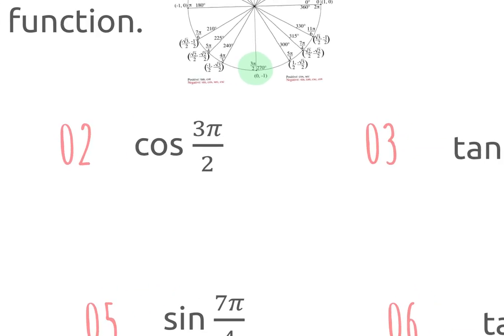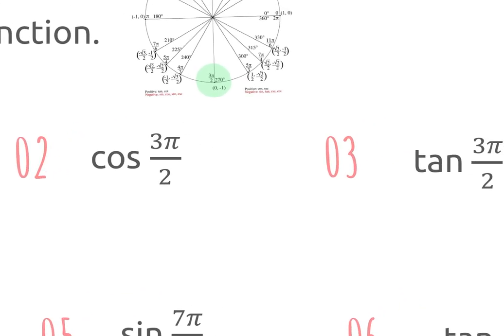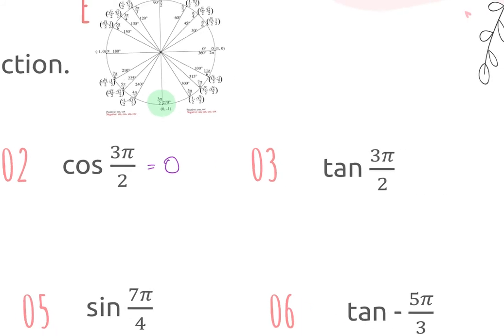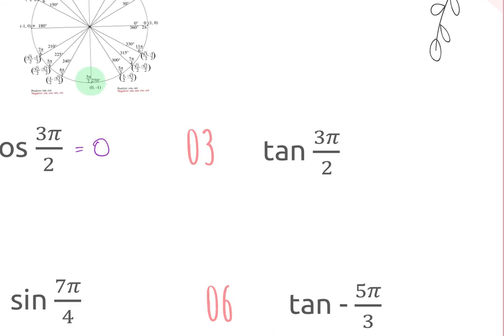Then I go cosine 3 pi over 2. Same angle, but this time I want which coordinate? X, which is 0. Then I go tangent 3 pi over 2. So what happens when I put -1 over 0? It's undefined. Tangent is undefined at the top and the bottom. It's 0 on the right and the left. If you want to learn that, you can learn that too.